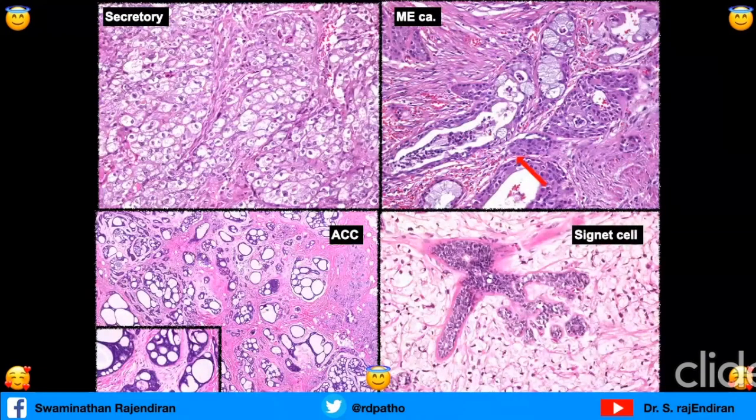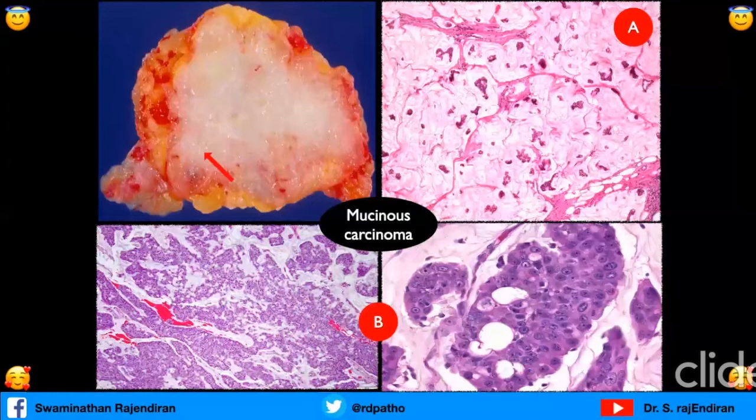This is secretory carcinoma that has most intra and extracellular mucin, mucoepidermoid carcinoma, adenoid cystic carcinoma with a characteristic cribriform pattern, and signet cell carcinoma, predominantly intracellular mucin. Okay, this is a classic mucinous carcinoma. It has a classic picture. It looks like ice apple.